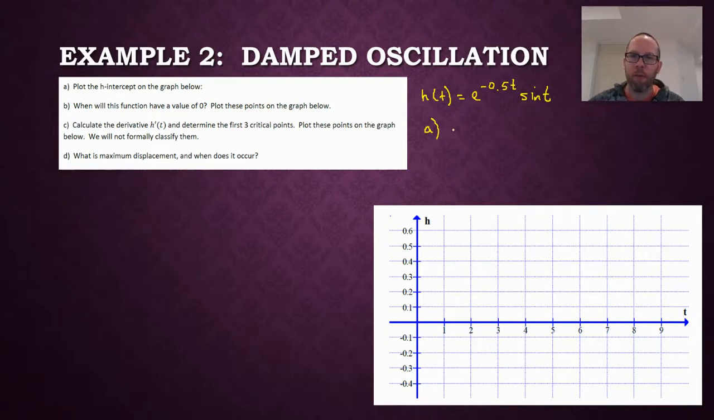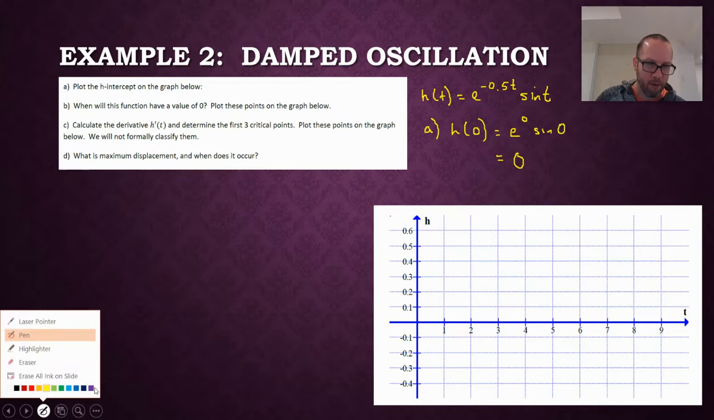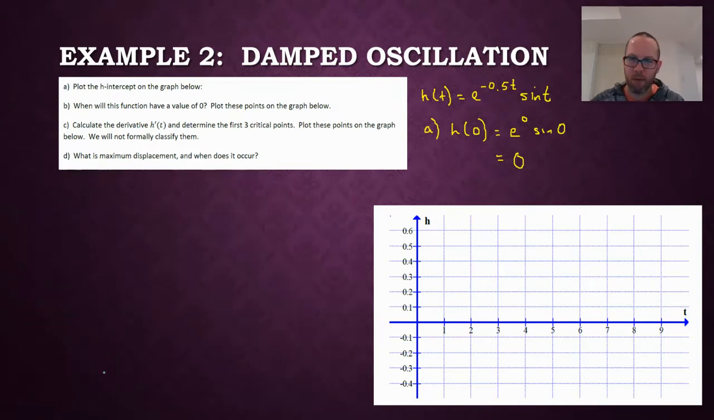Plot the h-intercept. So we're finding what is h when we plug in 0. I mean, you can probably see right away we're going to get 1 from the exponential, e to the power of 0, and we're going to get 0 from sine of 0, which is 0. And so h of 0 is 0. And so this might be annoying switching colors back and forth, but whatever. It is what it is. I'll use green for plotting some points. Okay.